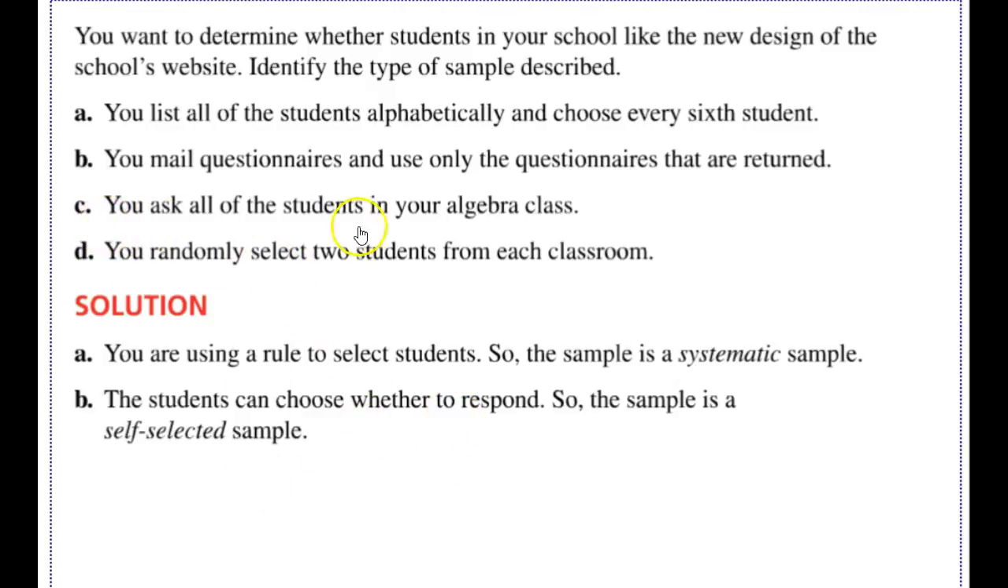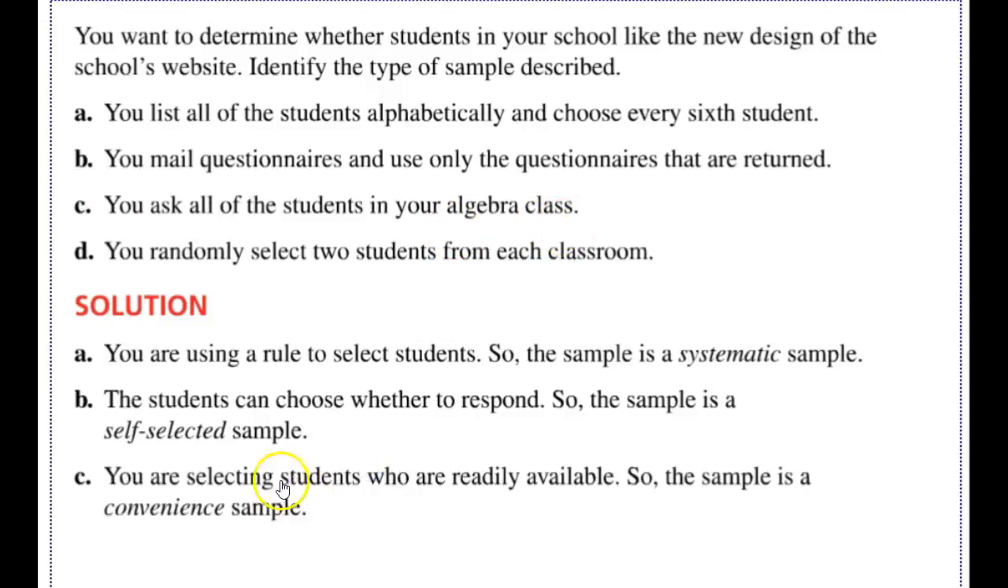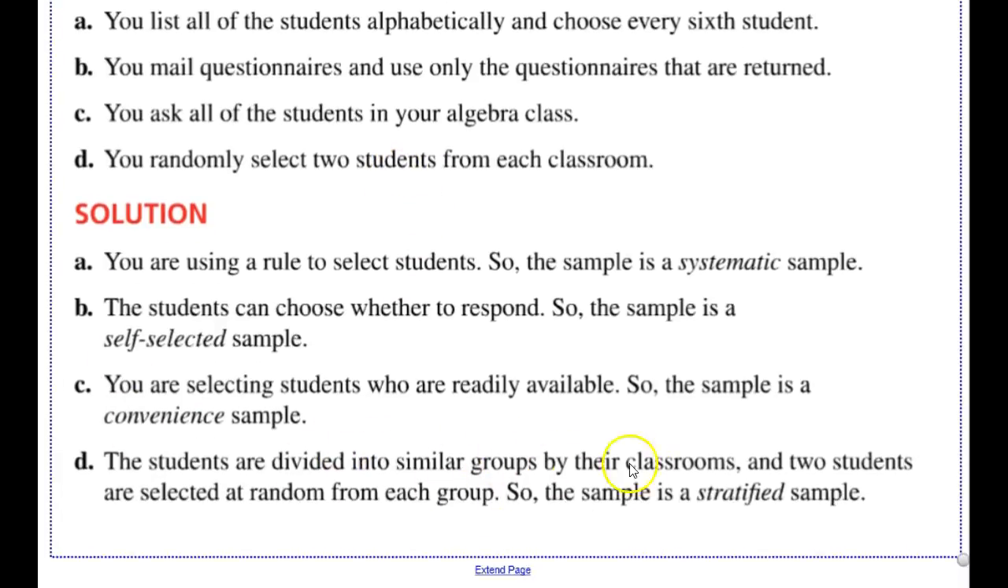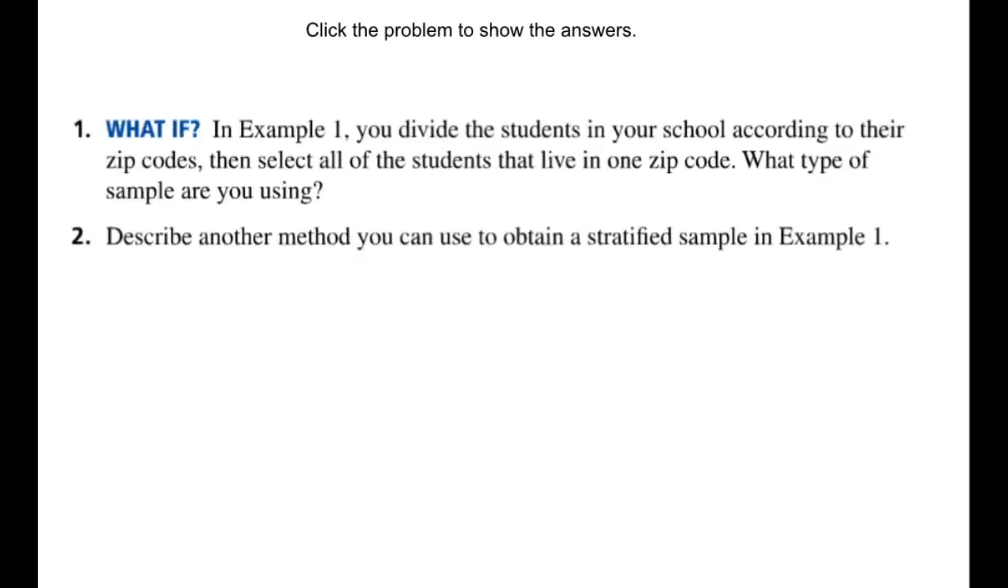So C, I ask all of the students in my algebra class. So I'm asking students who are readily available because they're sitting in class with me. So that's a convenience sample. And then D, I randomly select 2 students from each classroom. So here my students are divided into similar groups by their classrooms, and then 2 are selected at random from each group. So that's my stratified sample. And I would get different data based on all of these samples. So based on what I'm actually looking for, I could pick the best way to gather my data. So now think about these questions and see what you can come up with for them.